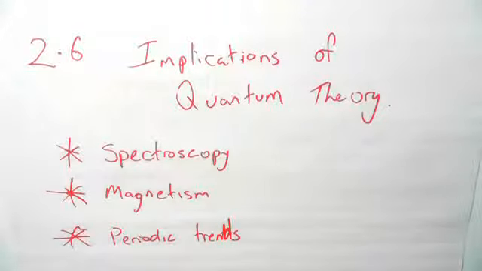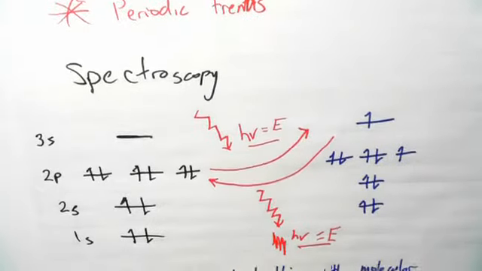Okay, so section 2.6, which is implications of quantum theory when we're talking about atoms and chemistry, and there's sort of three implications that I want to talk about. Spectroscopy, that we went over a little bit before, but also magnetism and periodic trends. So let's start with spectroscopy.